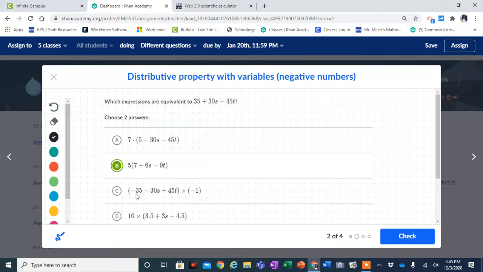Negative 1 times negative 35 is positive 35. Negative 1 times negative 30s is positive 30s. Negative 1 times positive 45t is negative 45t. So the answers are B and C.